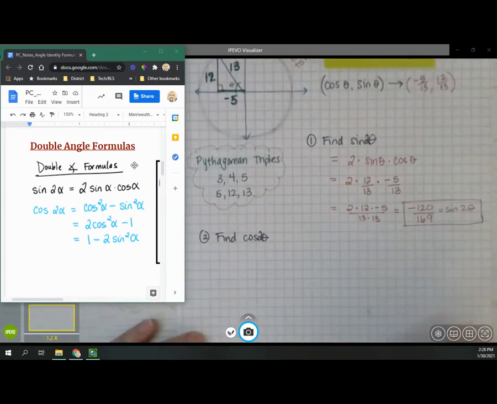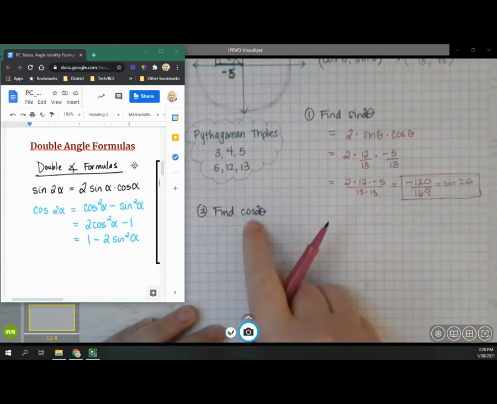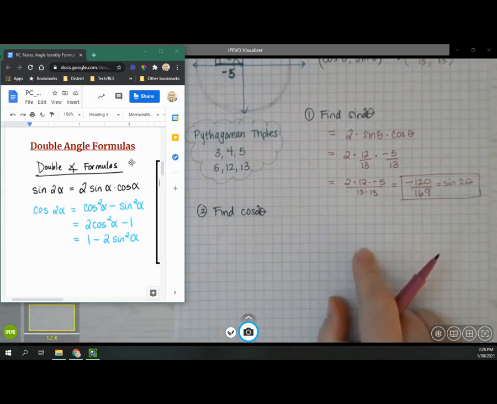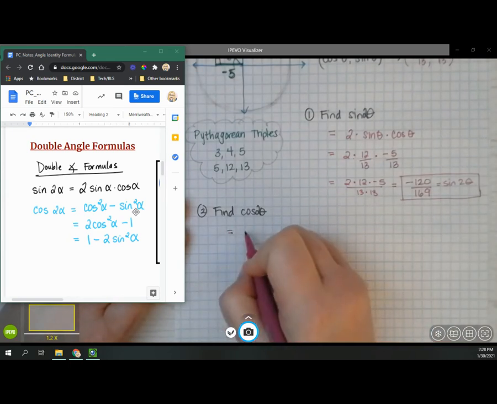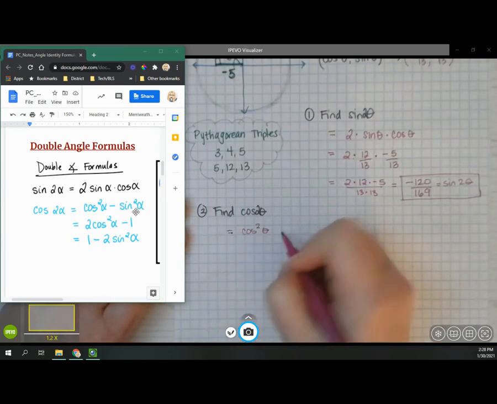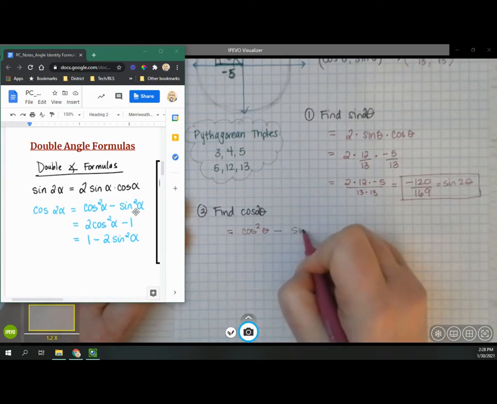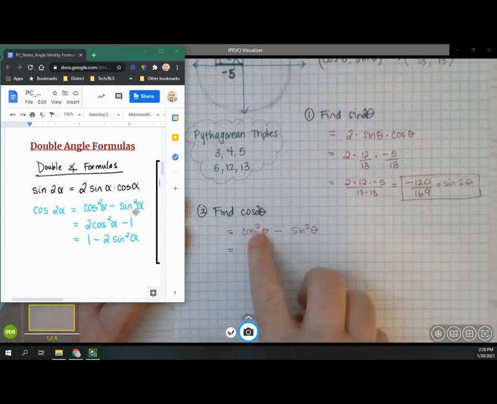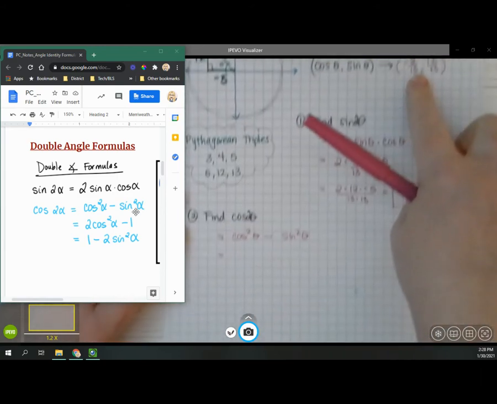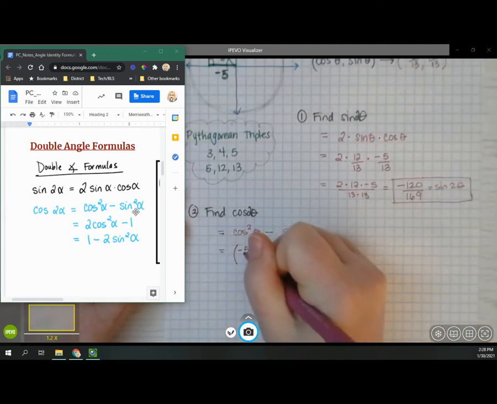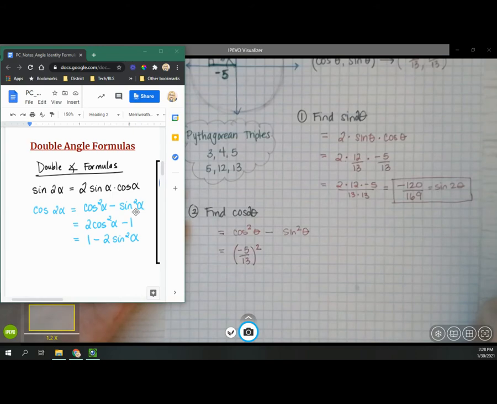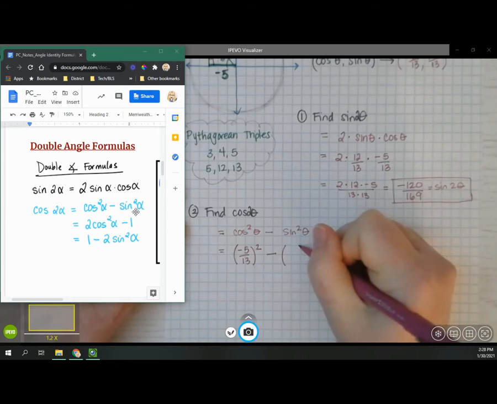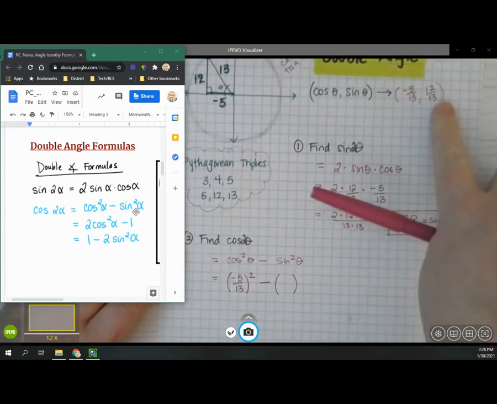Now let's also find cosine of 2 theta. There are 3 different formulas we can use. In this video, I'm going to use the first formula. And that first formula says I can do cosine squared theta subtract sine squared theta. So let's figure out what those are. Cosine is -5 over 13. So I'm going to go in parentheses, -5 over 13 squared. Next to my formula is the subtraction sign, and I need the fraction for sine. The fraction for sine being 12 over 13.